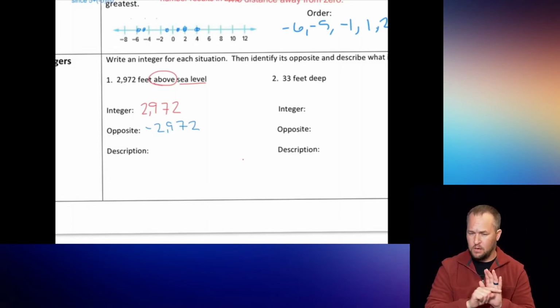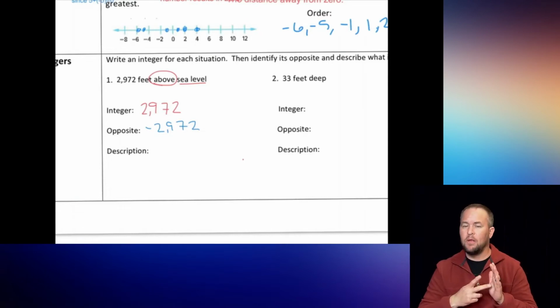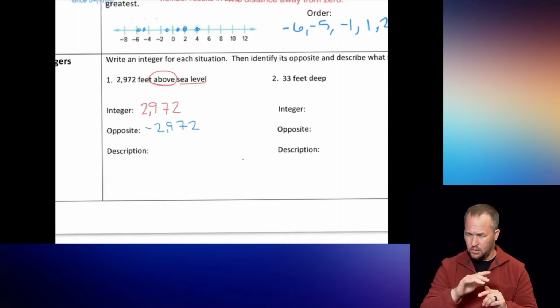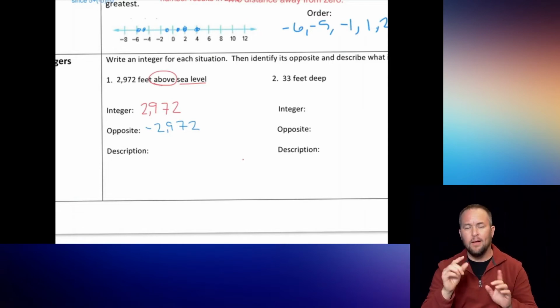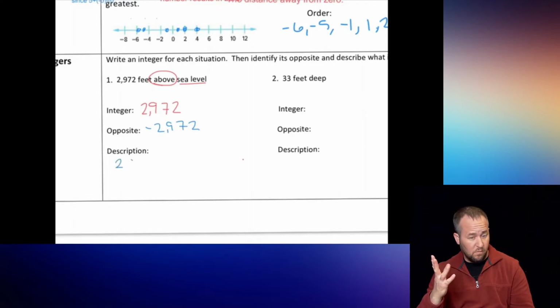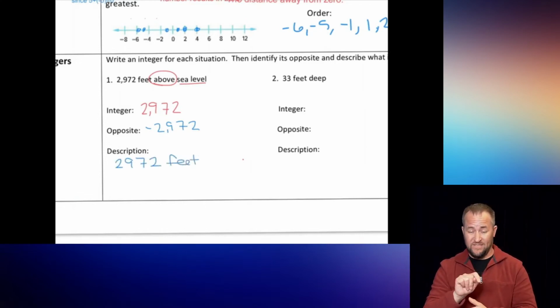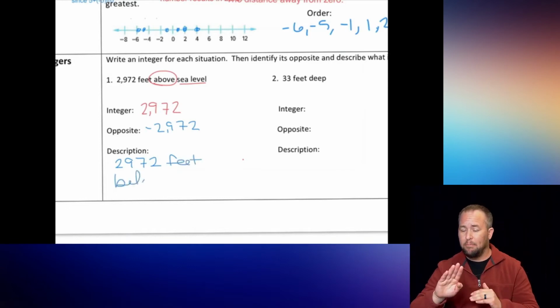So if the opposite of a positive number is a negative, then we want to go back to what led us to believe that it was positive, which is the word above. So what's the opposite of above? It's below. So now our description is that we're going to be 2,972 feet below sea level.